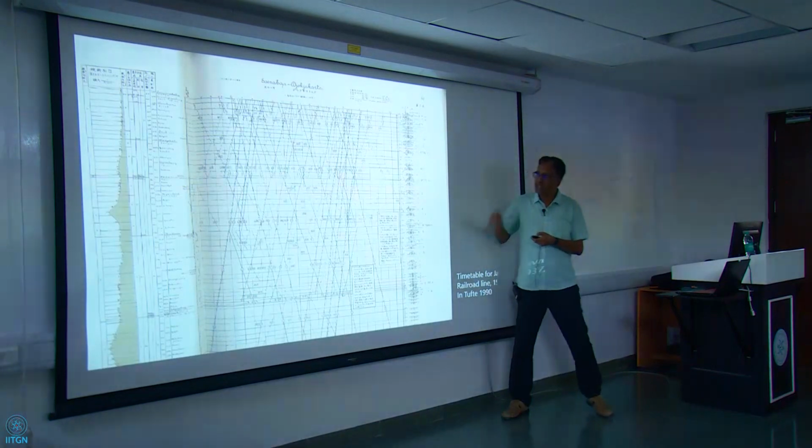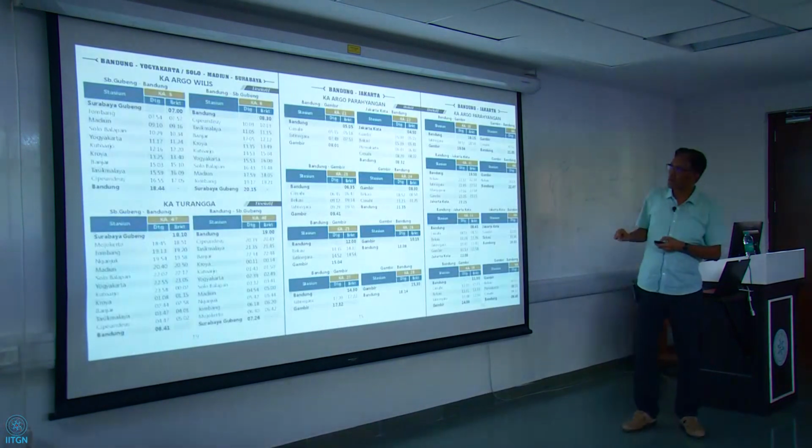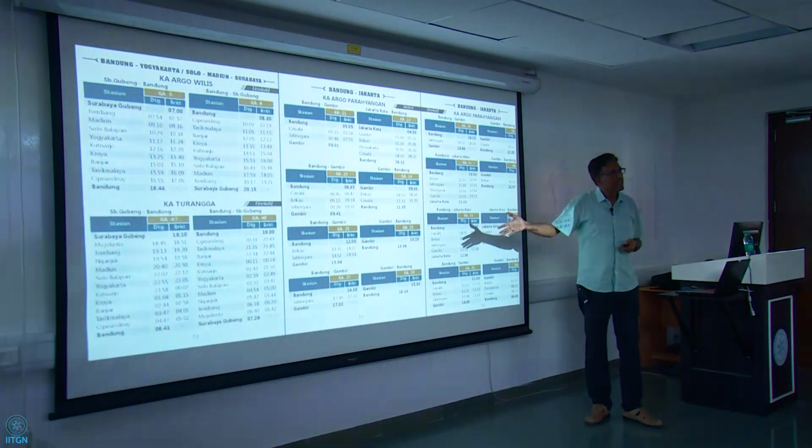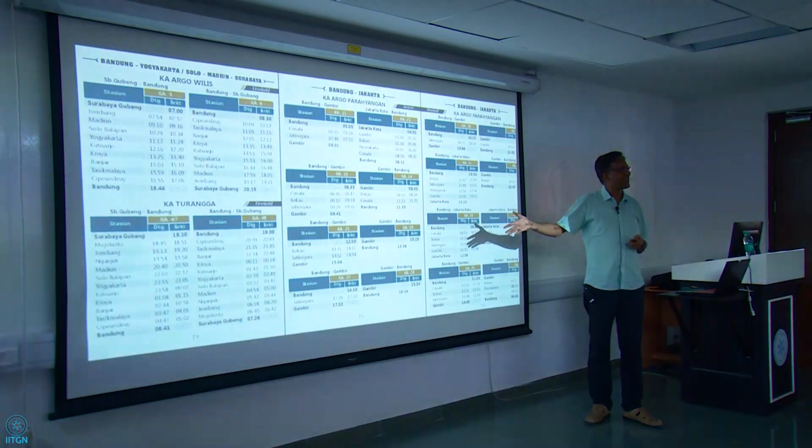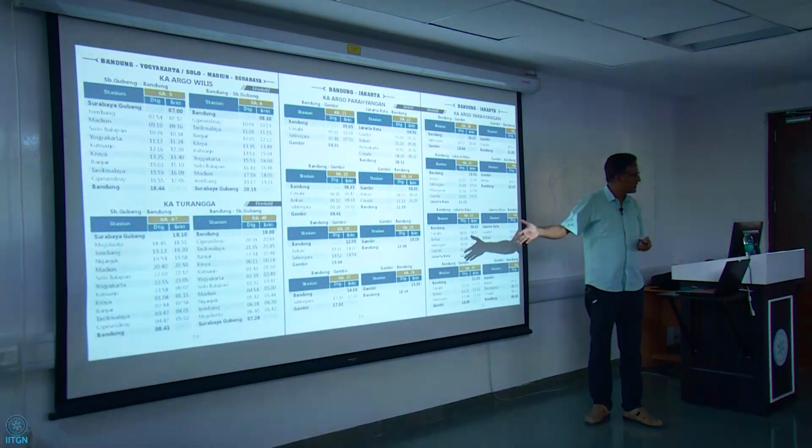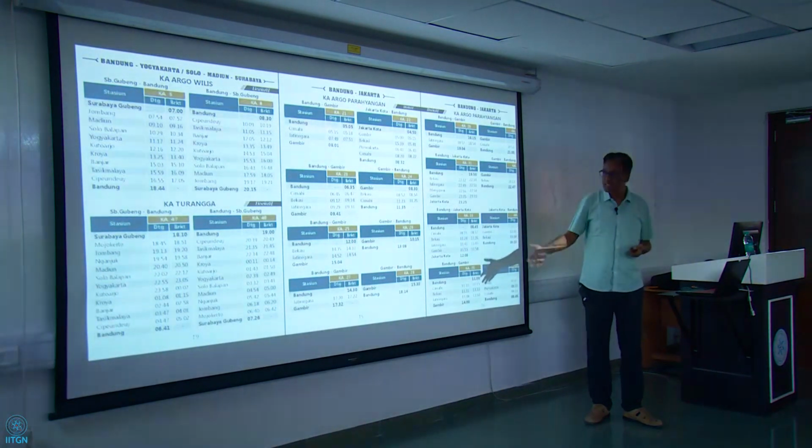So all these things are. So I'm going to show very quickly some of the close-ups of these things. So this is a current day, the present day map of passenger train movement between the same 2 stations.